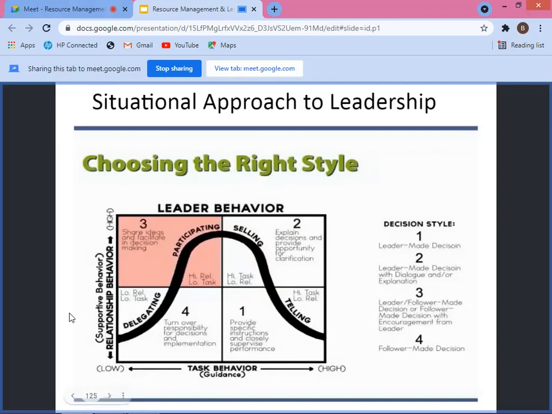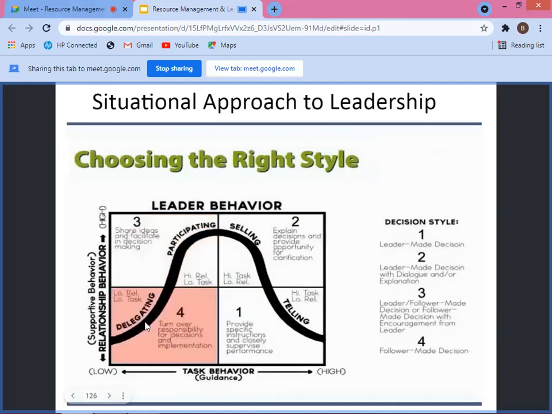And we go to the last style, which is delegating. Turn over responsibility for decisions and implementation. This is complete empowerment, entrusting everything to the employee. This is follower mode decision. He is now making his own decisions.